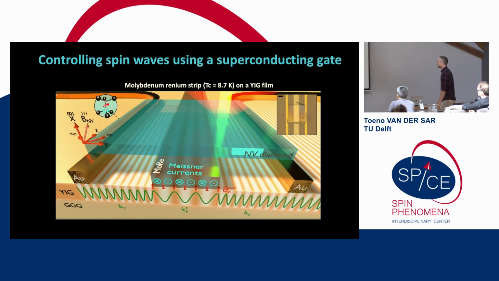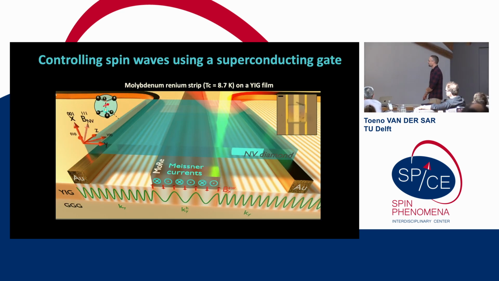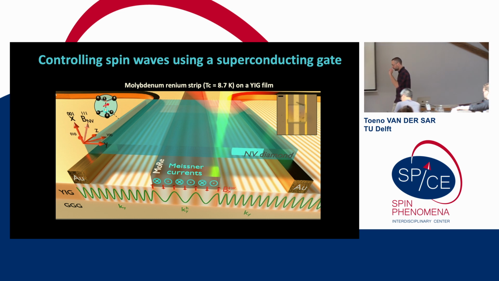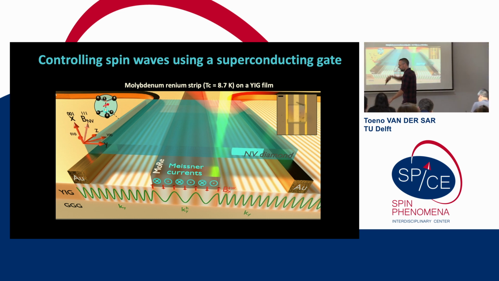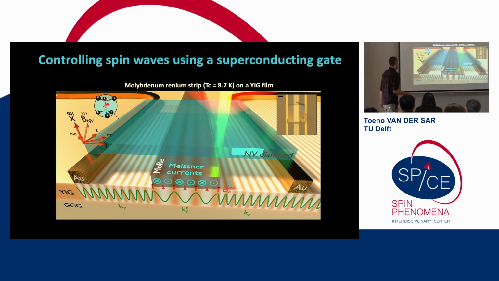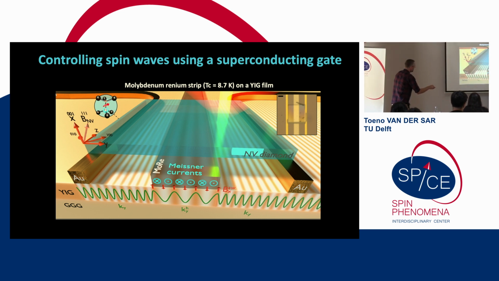So here is an experiment that we did in the last year. We have a superconducting strip on top of a YIG film, a molybdenum rhenium strip with a TC of 8.7 Kelvin. We have a strip line again. We use it to excite a spin wave in the film, and we study the back action of the eddy currents induced in the superconductor by the spin waves on the spin wave spectrum. And here you can already schematically see that the wavelength changes because of this back action.